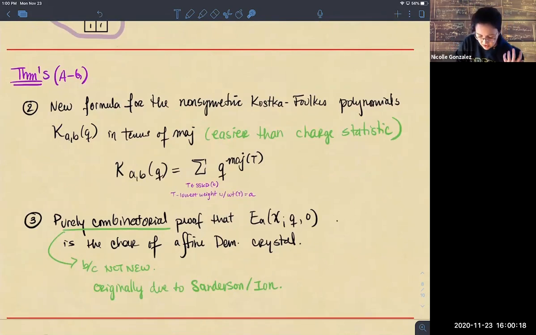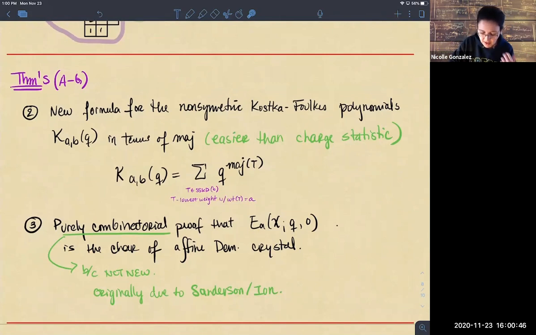A consequence of this construction is that we get a purely combinatorial proof that these specialized nonsymmetric Macdonald polynomials are the characters of an affine Demazure crystal. So this was known already in the case for modules, so therefore known for crystals as well. This was due to Sanderson and Ion, but this was proven not combinatorially, so this gives us a nice, very explicit combinatorial proof.